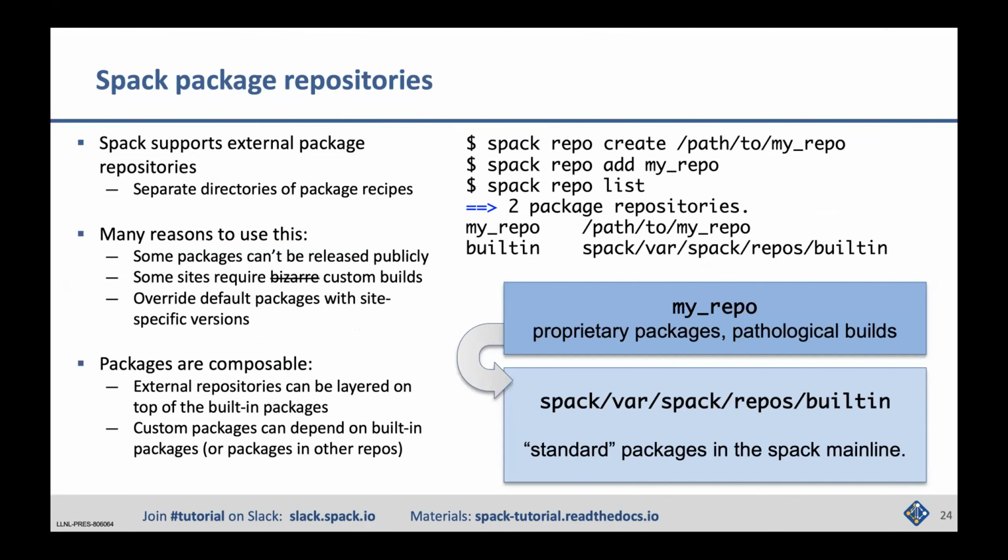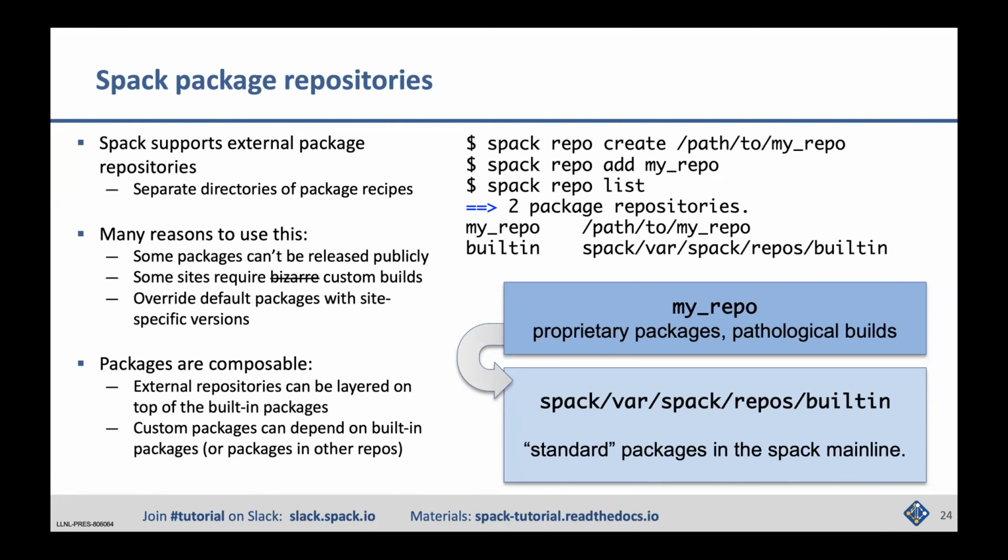Spack also supports custom repositories, external package recipes. Sometimes you use this because you have packages that you can't release publicly. Sometimes you have bizarre custom builds, or sometimes you just want to override something that's in the default repo. So these packages are composable. The external repository can be layered on top of the built-in packages. You will search in your repository first and then search in the built-in if you didn't find it.